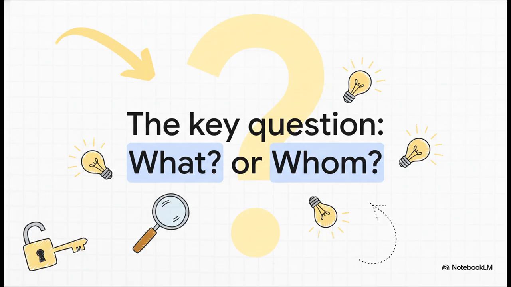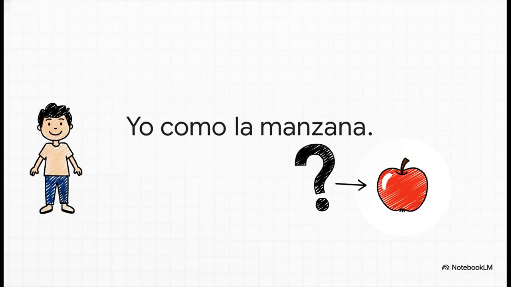You just ask the verb 2 little questions. What or whom? Seriously, this is your secret weapon. Let's see how it works. Okay, take a look at this sentence. Yo como la manzana. I eat the apple. So, we go to the verb, como, and we ask our question. What do I eat? And the answer just pops right out. La manzana. The apple. Boom, that's our direct object.